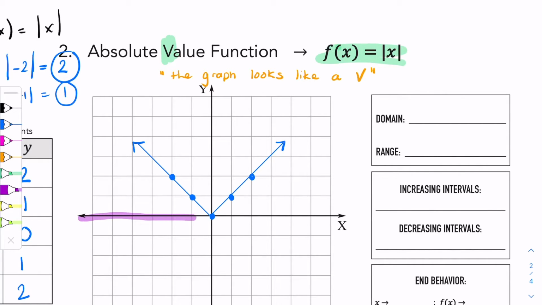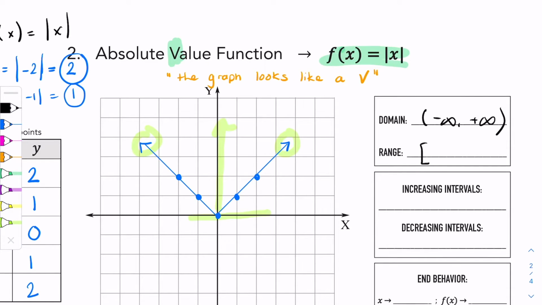The domain on this function is all x values. As you can see, this function is continuing in both directions forever. There are no restrictions on the x value. Your domain is negative to positive infinity. The range, however, this graph starts right here and then it heads up in both directions forever, but it never goes below that point at 0. So the range is going to be from 0, including that point because there's a closed dot there, to positive infinity.